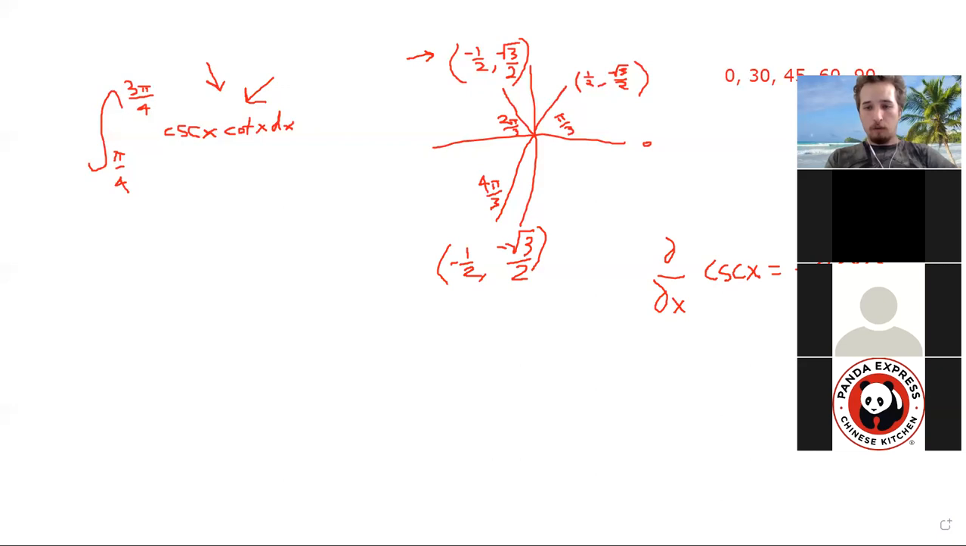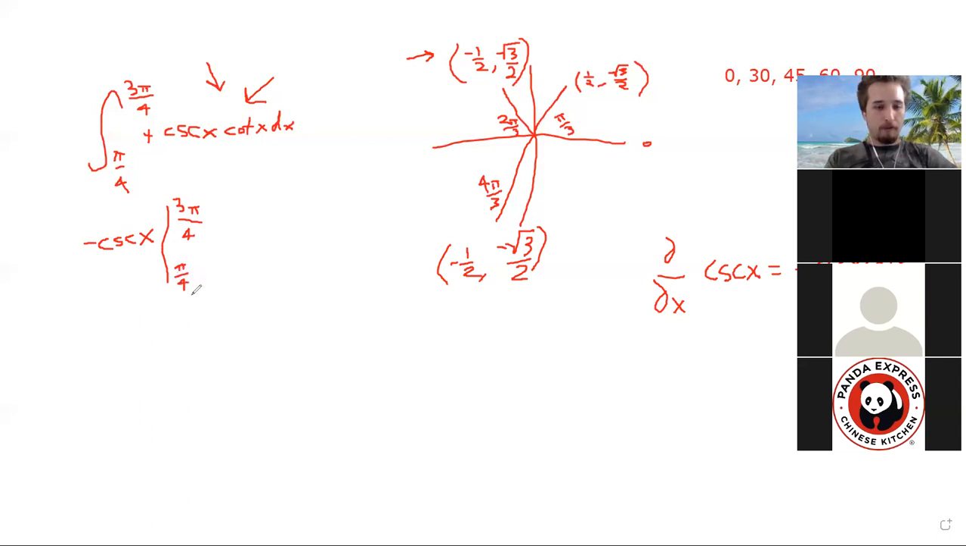And so actually the derivative gets us a negative cosecant, cotangent. So when we consider this, the antiderivative of cosecant, cotangent is actually going to be negative cosecant. Because when we take the derivative of this, we have to cancel the negatives out, because this is a positive. And we need to evaluate it from pi over 4 to 3 pi over 4.